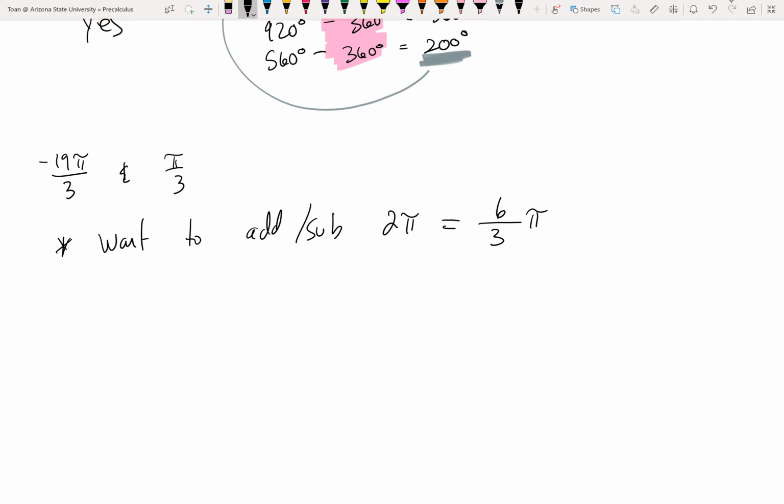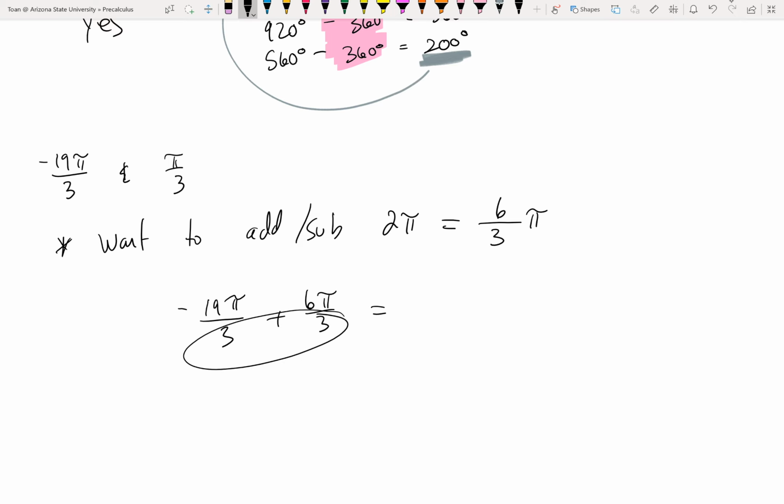Again, it doesn't really matter. We can start here and add our way up, or we can start here and subtract our way down. It really doesn't matter. I'll go ahead and start at the negative. I like to keep things positive. So what's negative 19 pi thirds plus 6 pi thirds?